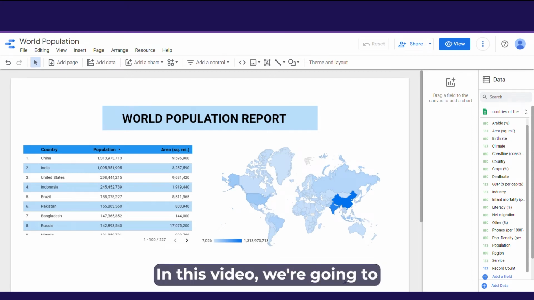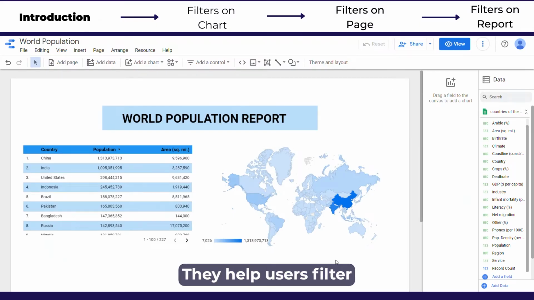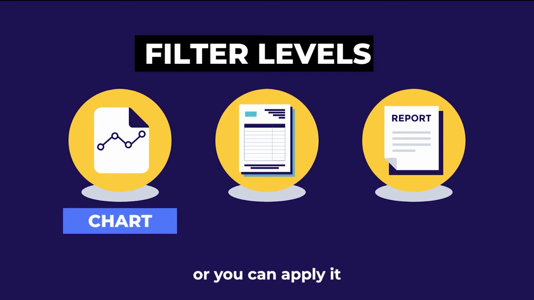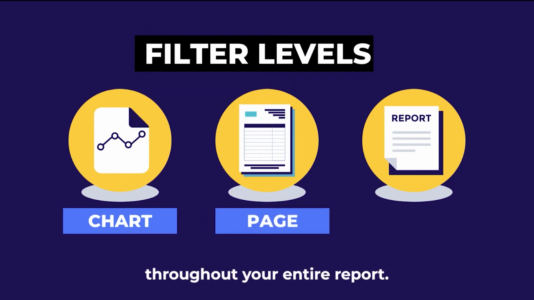In this video, we are going to look at the filters in Google Data Studio. Filters do as what the name suggests. They help users filter the important data from large data sets. Now the filters can be applied on three different levels. You can apply it on a particular chart or table, or you can apply it on one or more pages, or you can apply it throughout your entire report.